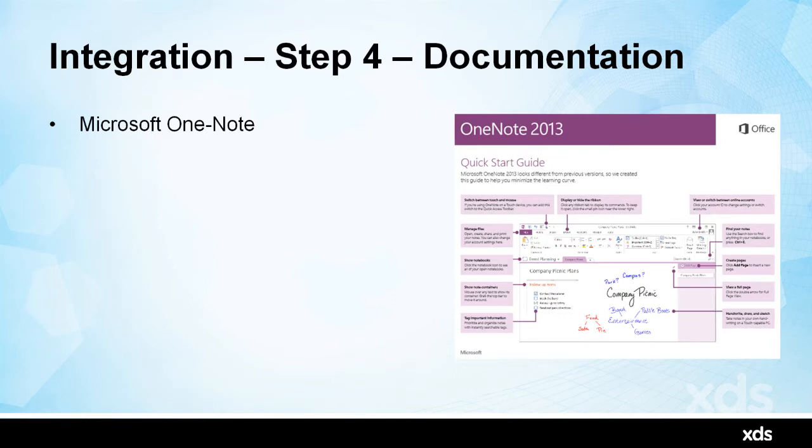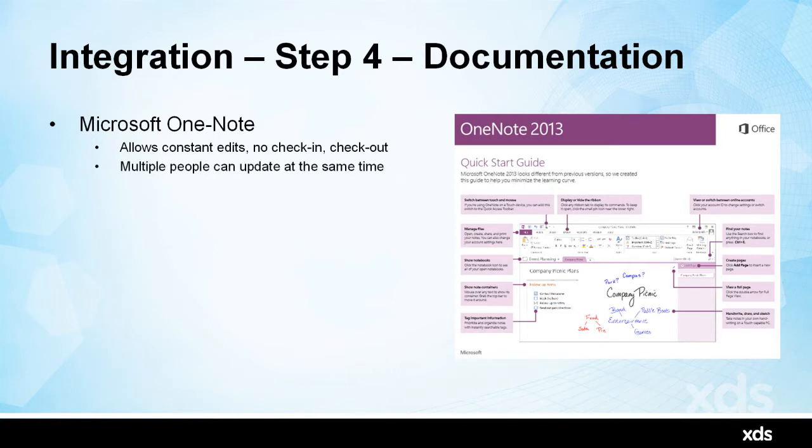So we use Microsoft OneNote, and I like to think it's not just because we're Microsoft. I think it's a pretty good app. This allows constant edits, no check-in, no check-out, it's all in the cloud. Multiple people can update the OneNote at the same time. Flexible formatting options, so you can type and put images and circle things, and you can basically throw it in a SharePoint, share it with your vendor.